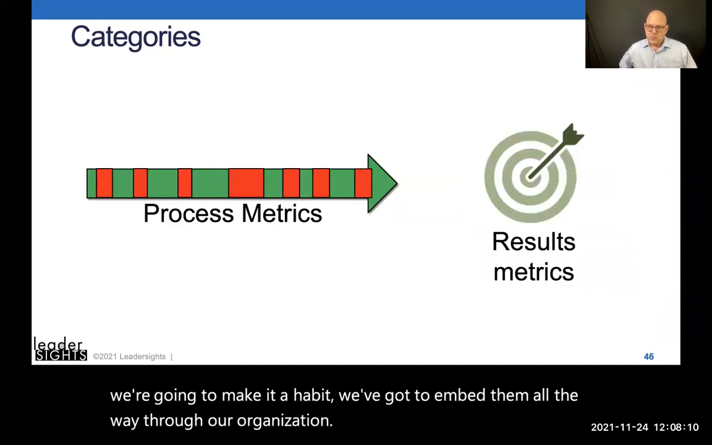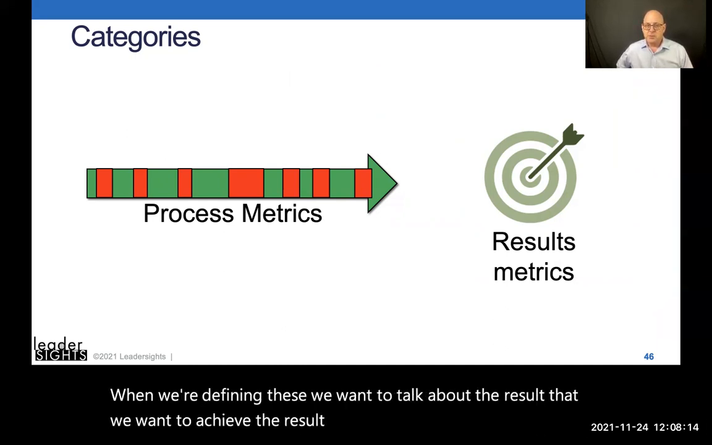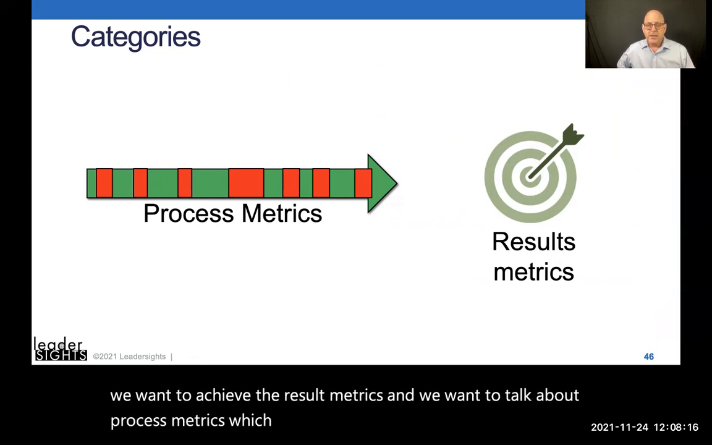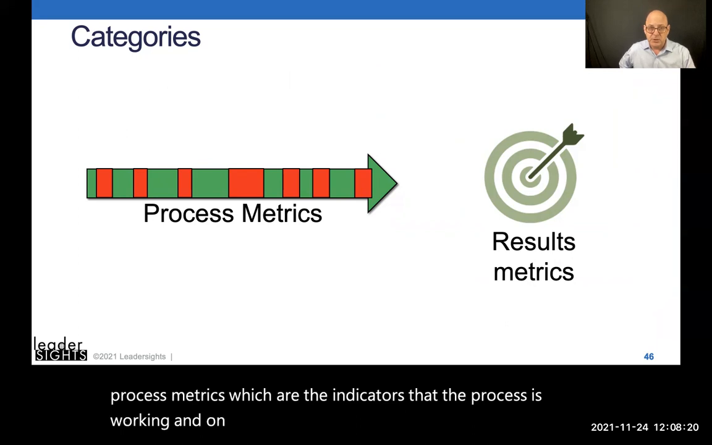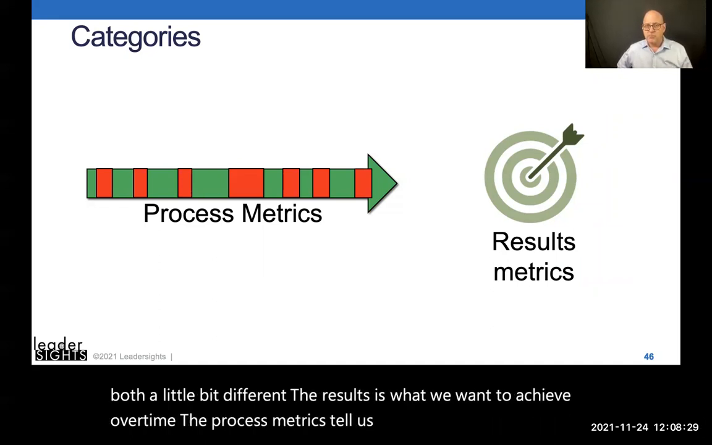When we're defining these, we want to talk about the result that we want to achieve, the result metrics, and we want to talk about process metrics, which are the indicators that the process is working and on track to achieve that result. So they're both a little bit different. The result is what we want to achieve over time. The process metrics tell us whether the process is working properly or not.